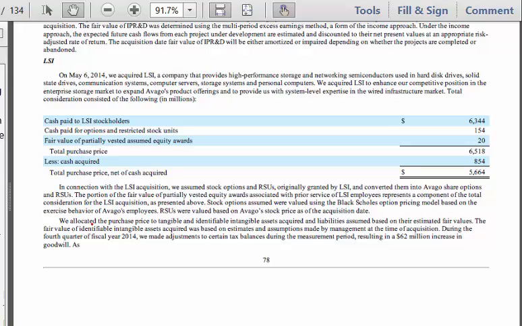So in Q3, they bought the company, but then they say, during the fourth quarter, we made adjustments to certain tax balances during the measurement period, which is that period that's open, resulting in a $62 million increase in goodwill. So that is code for the tax guys found some crap, right? They found liabilities, and so they said, hey, we got to book those liabilities by crediting liability, and we want to debit goodwill. That's what that sentence means for $62 million.